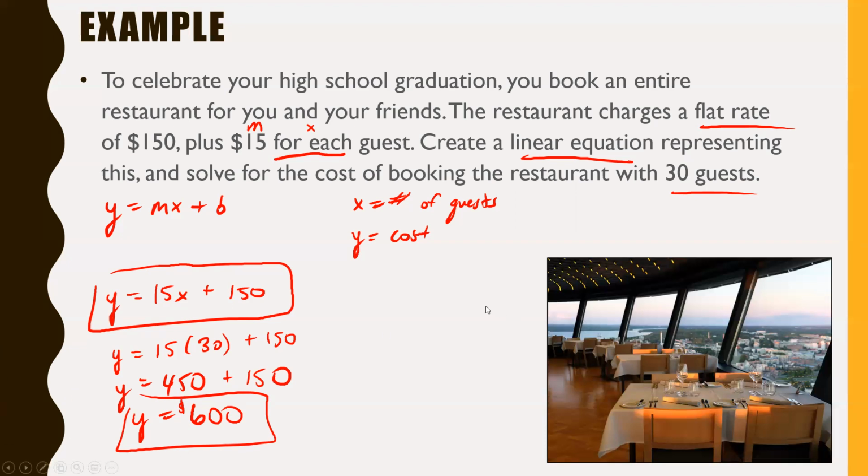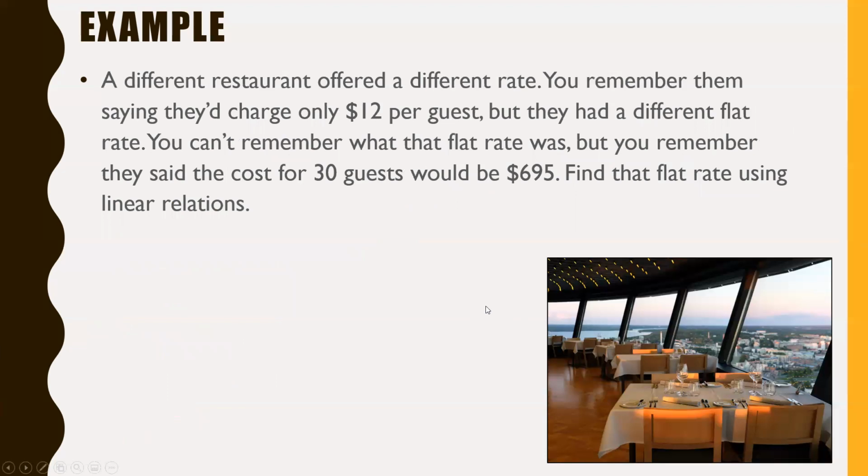All right, next question builds off the same one. So a different restaurant offered a different rate. You remember them saying they charge only $12 per guest. So, hey, that's actually nicer. They're charging less money per guest, but they had a different flat rate. You can't remember what that flat rate was, but you remember that they said the cost for 30 guests would be $695. Find that rate using linear relations.